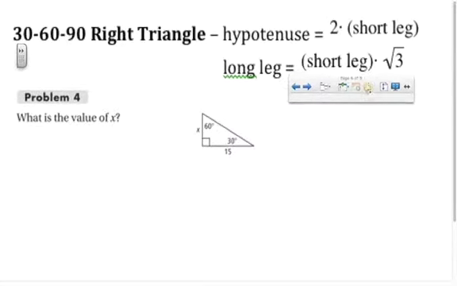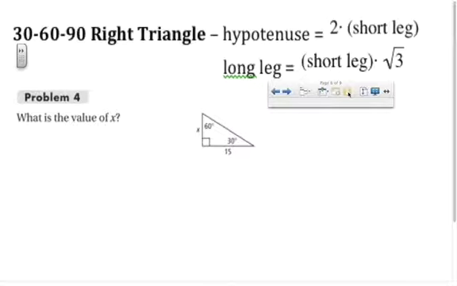Okay? I do, however, want to just give you a glimpse of where this 30, 60, 90 triangle is coming from. It comes from an equilateral triangle. Remember that in an equilateral triangle, all of its angles are 60 degrees.